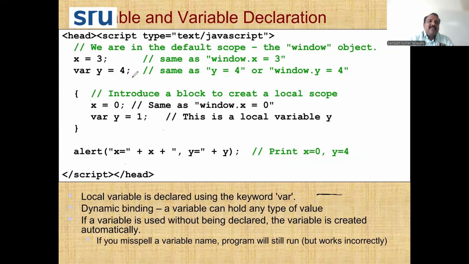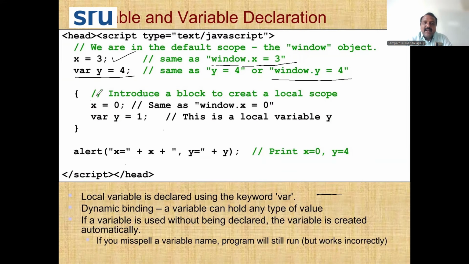Suppose I have a variable called x. Without declaring the data type also, I can do it. If I say x is equal to 3 here, it means window dot x is equal to 3. I can also write y is equal to 4, which means window dot y is equal to 4.